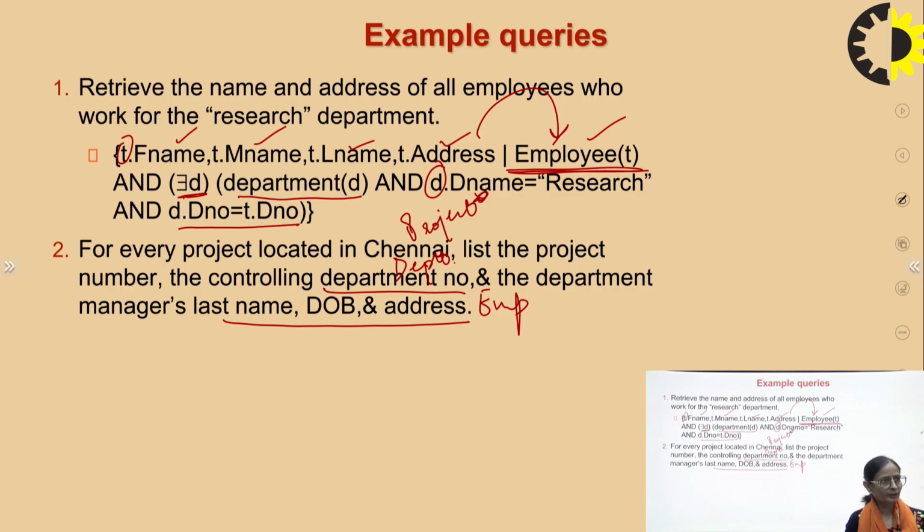But if you look at what I need to get printed as output, what attributes I need to get in the output, I need these attributes from the employee relation.